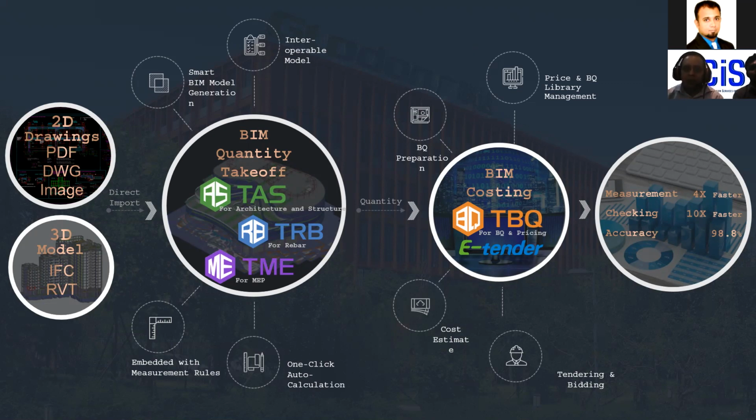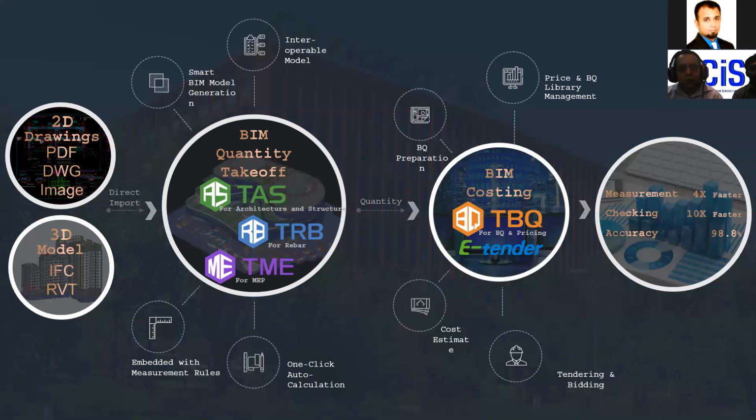Then we have a one-click auto calculation function. So that part is cubic. Cubic means quantities. Then for the costing part, we have TBQ, which is e-tender platform-based software. It can do pricing and BOQ library management, then BQ preparation, cost estimation, and e-tendering and bidding. Those are the two basic CubiCost functions.